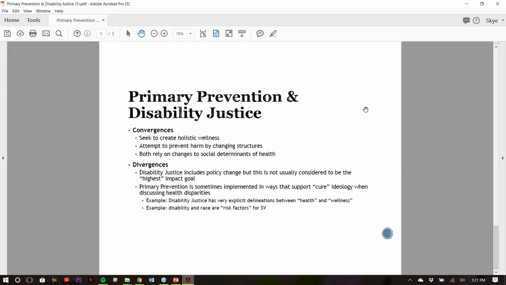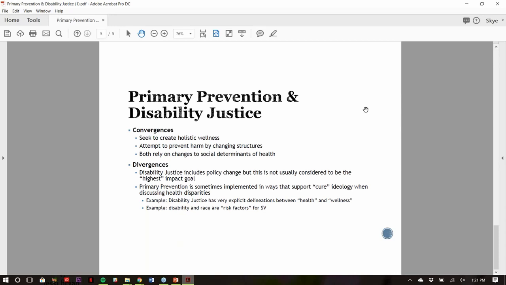Or another way to think about this, like we talked about earlier, is addressing, making sure people have equitable access to healthcare. Access to healthcare is a social determinant of health and well-being. And so both disability justice and primary prevention say those things are important for people to have access to in the ways that they need.